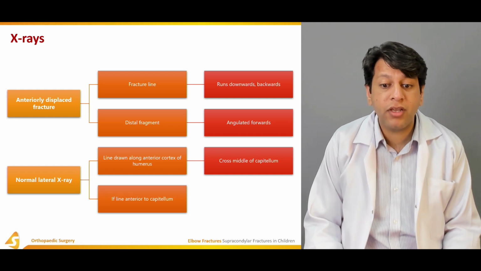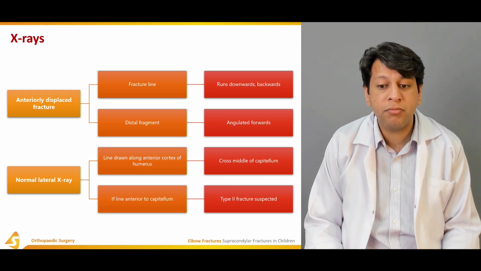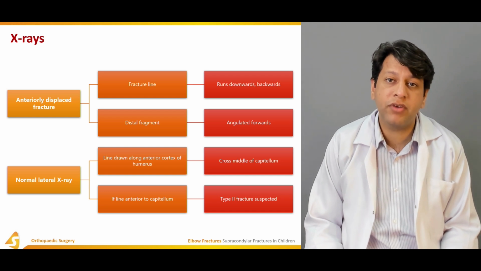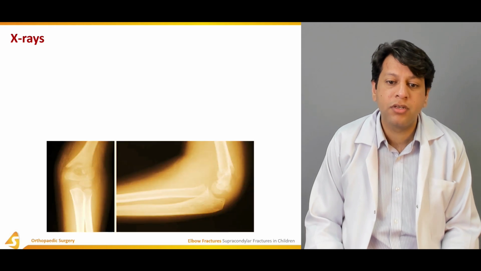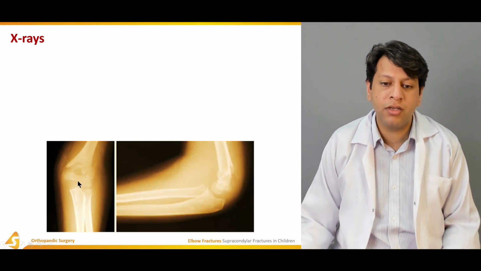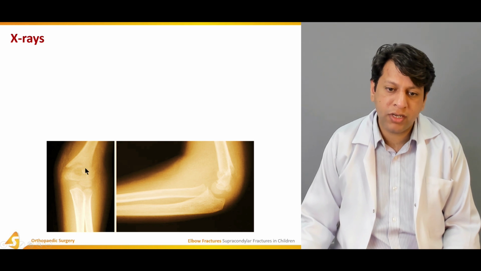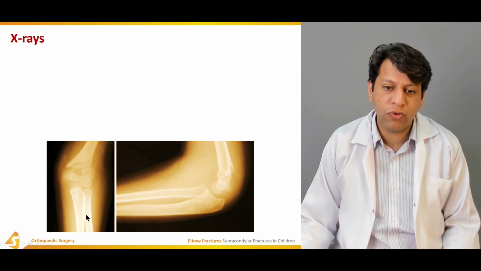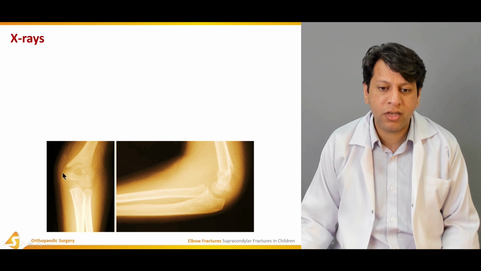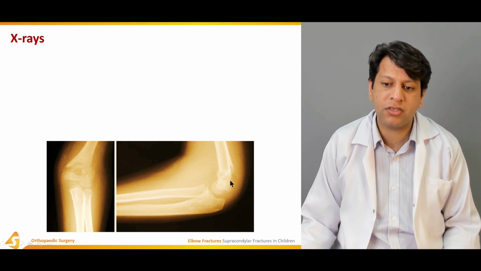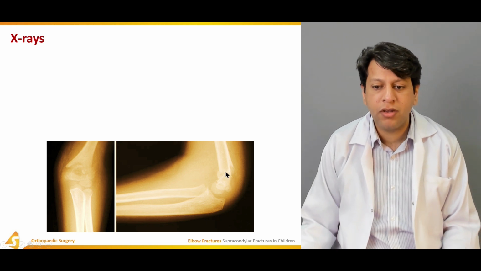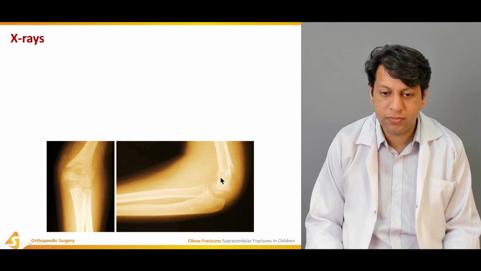The other option is if the line is anterior to the capitulum, it is a type 2 fracture. Even if it's not displaced, it will be type 2A, or it could be a type 2B fracture. Now if you see this X-ray, the fracture line is very clearly visible. What else do you look for? The radiocapitellar line is okay, but there is a fracture line over the AP view. On the lateral view, this is the anterior humeral line, and it is going posterior to the capitulum. This means this is an extension type injury along with a type 2 fracture.